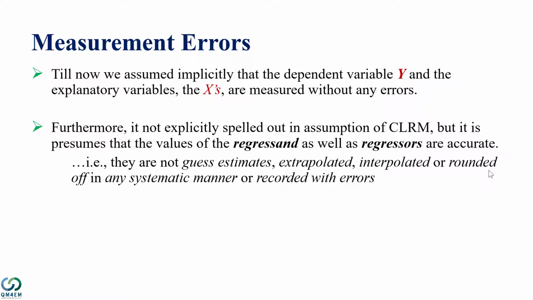When we say that they are free from errors of measurement, it means we are not guessing the values of the variables. We are not doing any extrapolation or interpolation or any kind of rounding up that introduces systematic changes in our data, or recording anything with errors. These are a lot of things to digest, so let me explain them one by one. By guess we mean that if we can't measure it and we start guessing it, that shouldn't be happening when measuring x or y variables. Then interpolation refers to a case.